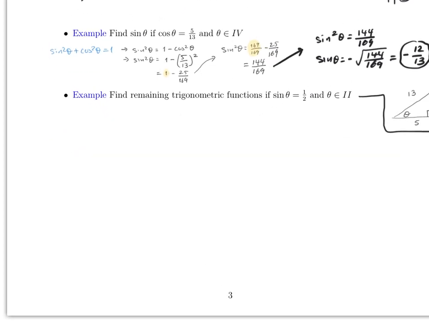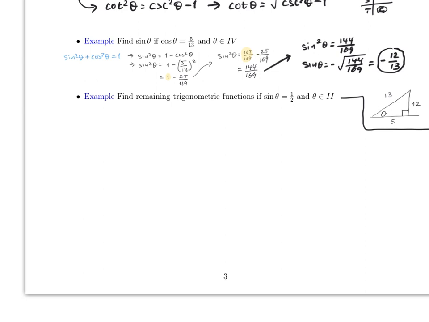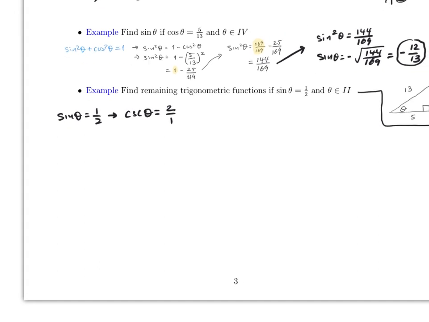All right, so in this problem, they tell you that sine theta is equal to 1/2. Theta is in the second quadrant. And you need to find the remaining ones using identities, okay? So there are many ways to do this problem. So if sine theta is equal to 1/2, that implies that cosecant theta is equal to 2 over 1 using the reciprocal identities, okay?